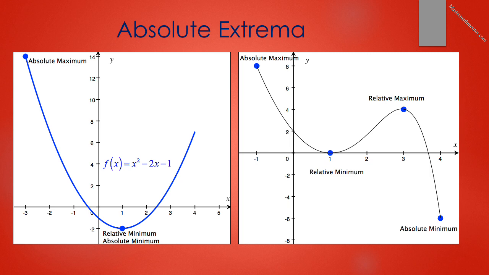So in the graph to the left, we would say that the absolute maximum of f occurs at x is equal to negative 3, while the absolute maximum value of f is 14. In the curve to the right, the absolute maximum value of the function is 8, and the absolute minimum value of the function is negative 6.